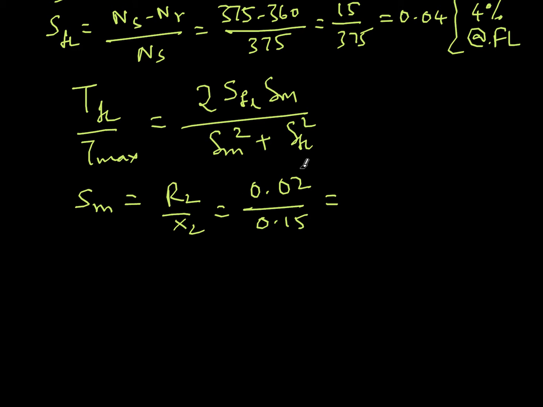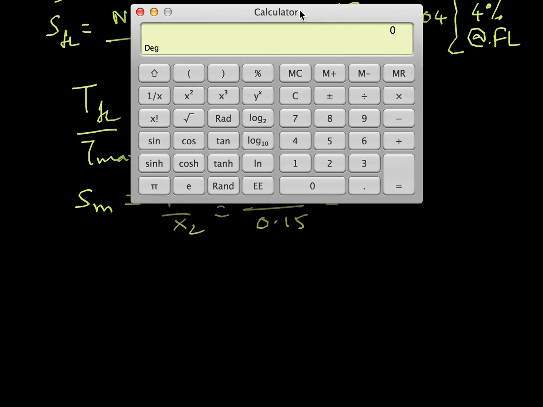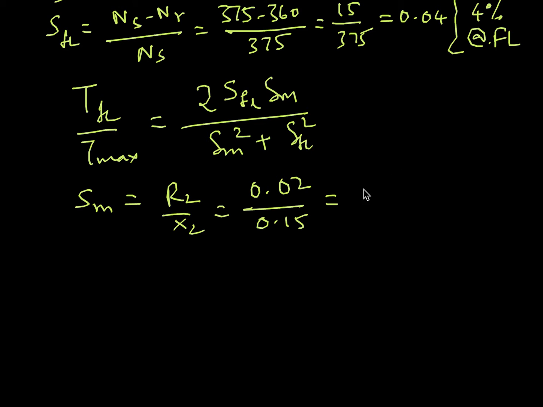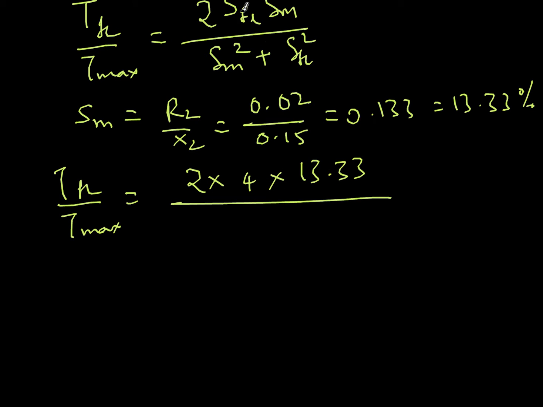So what is this? Let's go to the calculator. The calculation is 0.02 divided by 0.15. So it is about 13.33%, or 0.133, 13.33% slip. Okay. So now I have everything. I can just calculate this. TFL by Tmax is equal to 2 into 4 into 13.33 divided by. By the way, I can use the fraction or I can use a percentage, because the units are all square units in the denominator, square units in the numerator, so it doesn't matter. So 4 SM is 13.33 square plus 4 square.